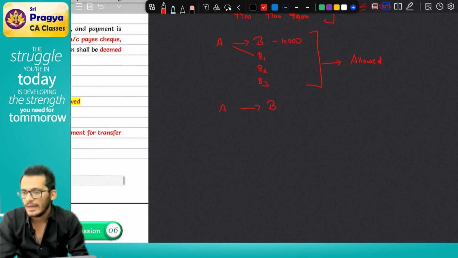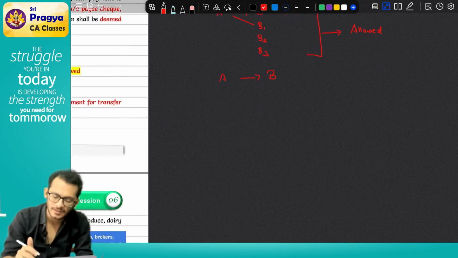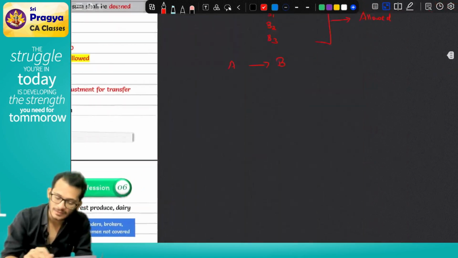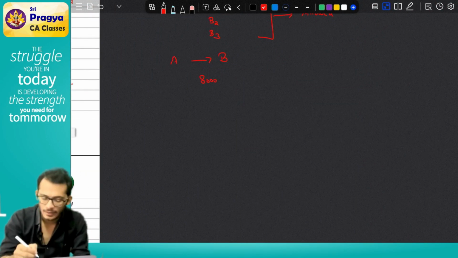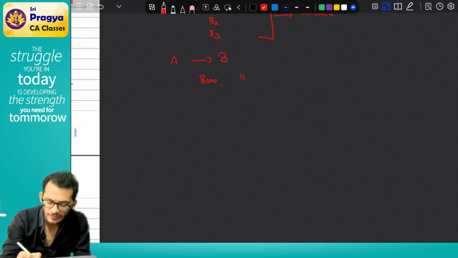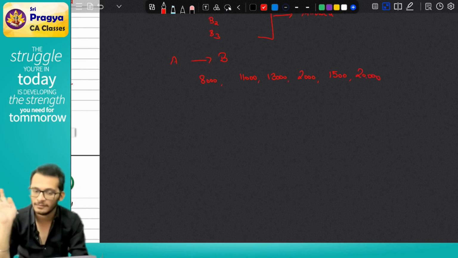Came and said, Rahul, I have to make a payment of 1 lakh. The payment structure is like this. First day I made a payment of 8,000, all cash. Next day I made a payment of 11,000. Next day 13,000. Then 2,000. Then 1,500. Then 20,000. This is my payment structure.